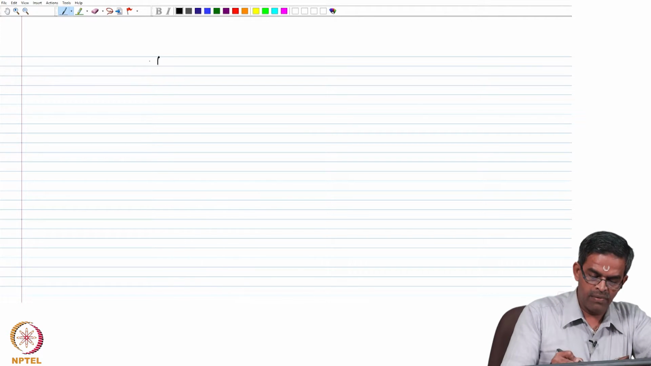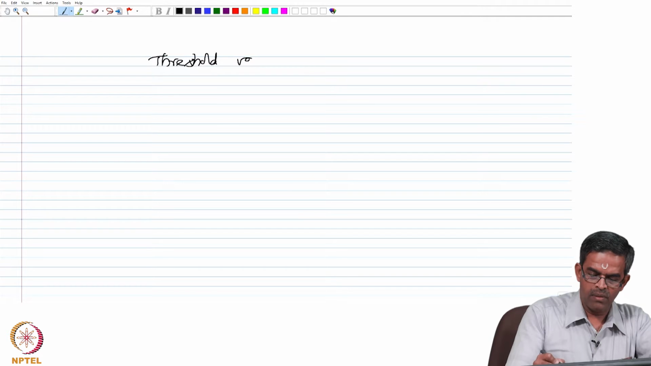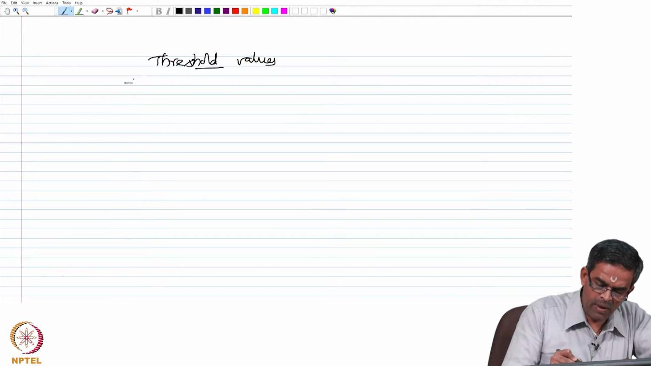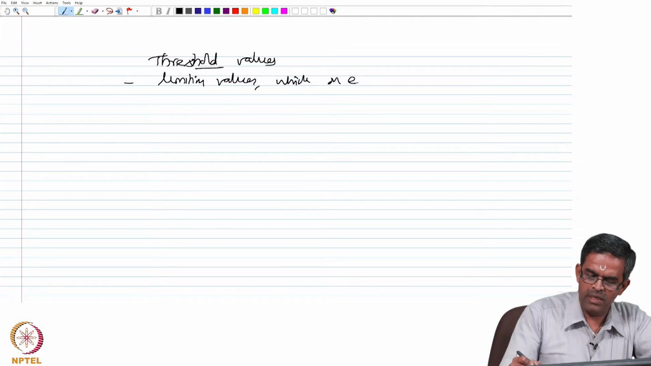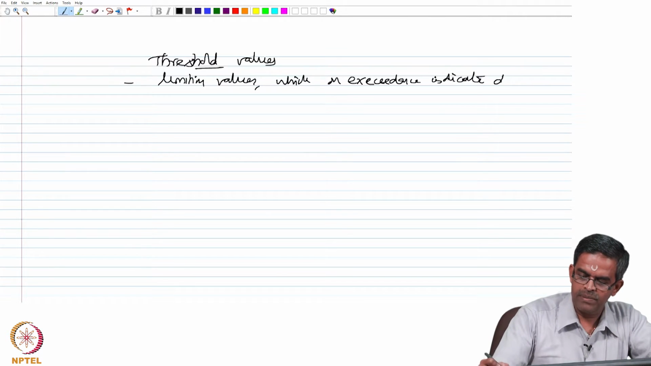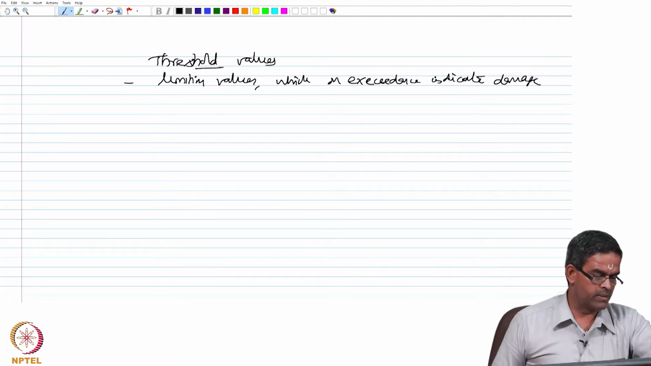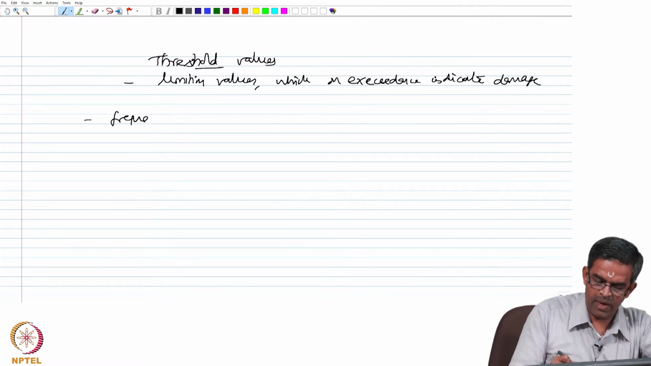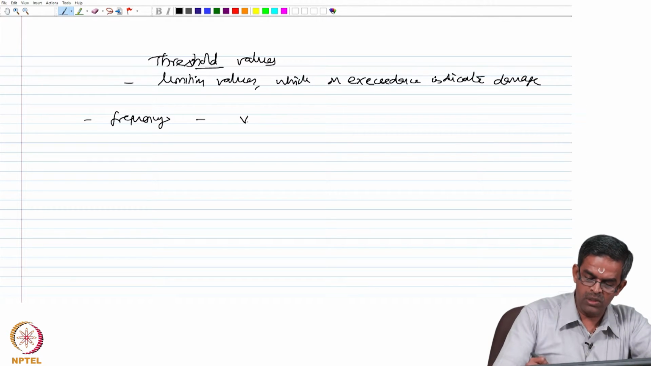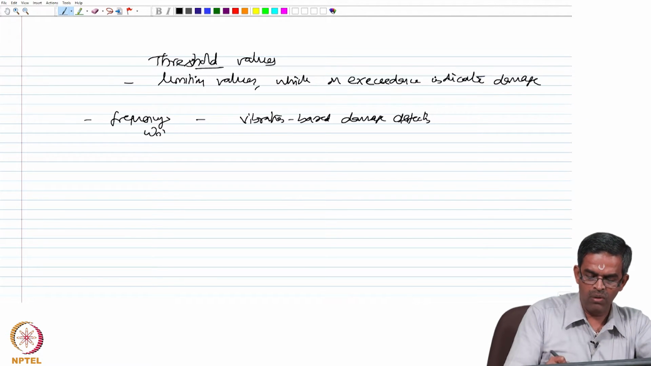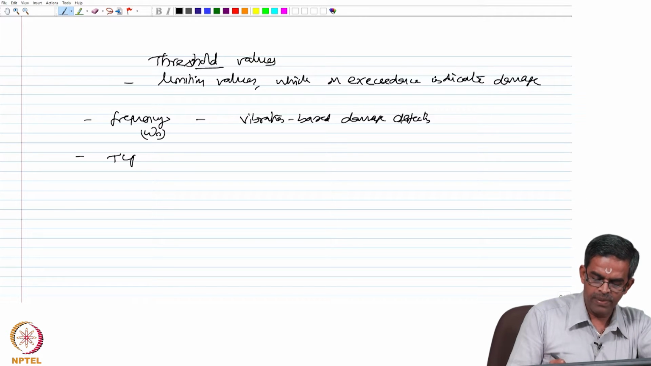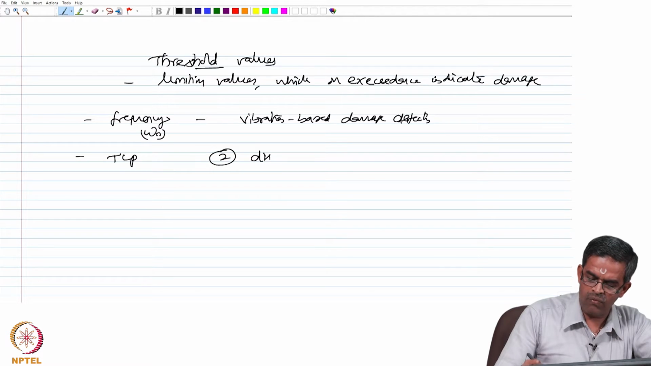We talked about threshold values, because the values need to be compared with these. The threshold values are nothing but the limiting values which on exceedance indicate damage. Okay. So, how do you get this? For example, let us talk about frequencies of the platform. We also studied in the previous modules vibration based damage detection. There the fundamental frequency plays a very important role. So, when we talk about frequency of TLPs, TLPs have two distinct sets of degrees of freedom.